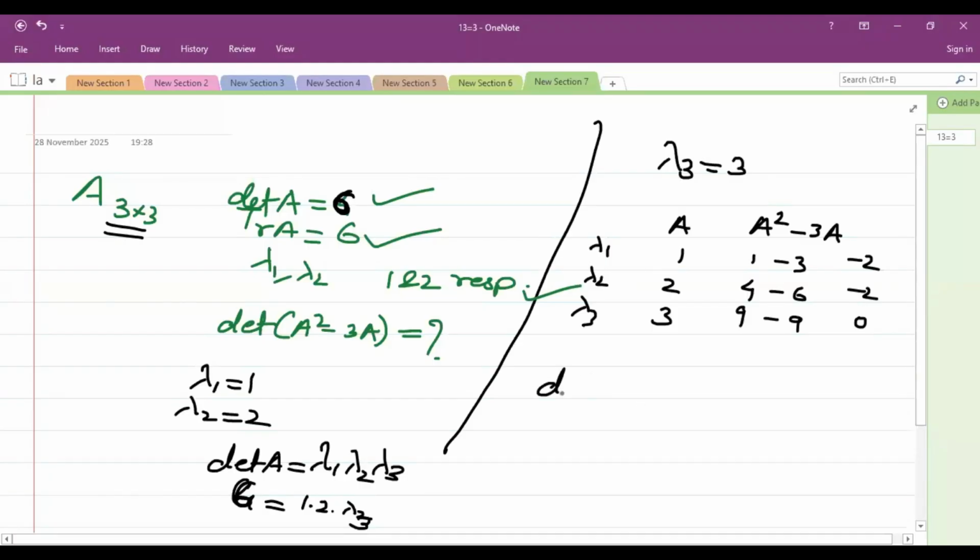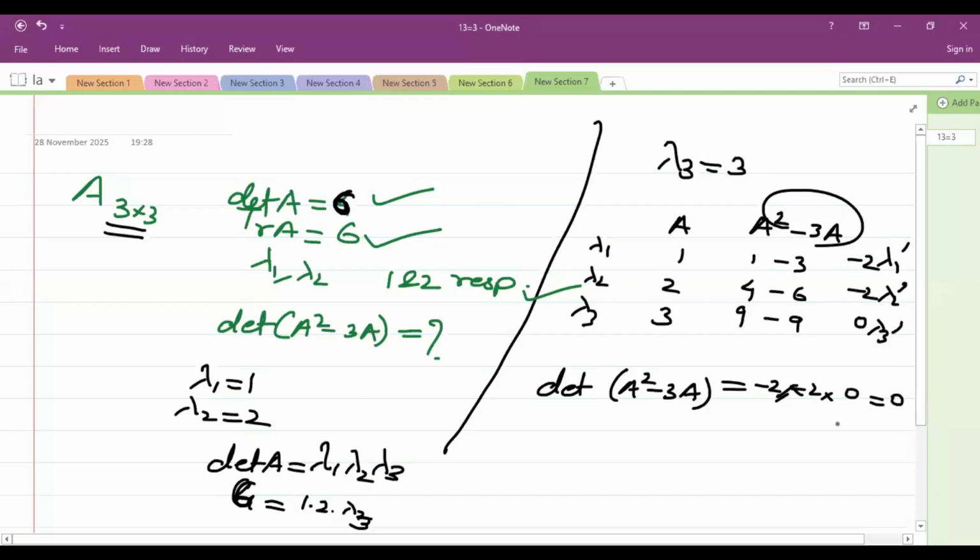Now we wanted to find the determinant of A square minus 3A. The determinant of this matrix will be simply the product of its eigenvalues. So let's say lambda 1 dash, lambda 2 dash, and lambda 3 dash, which in this case is minus 2 into minus 2 into 0, which is 0.